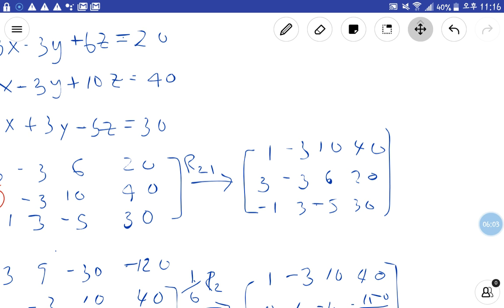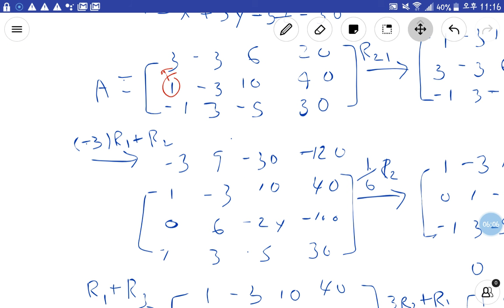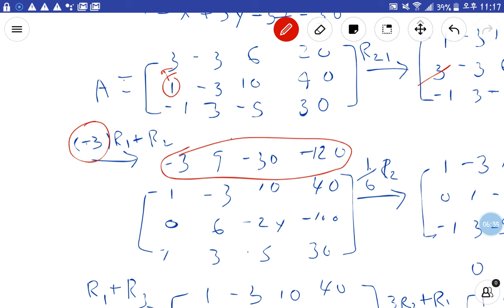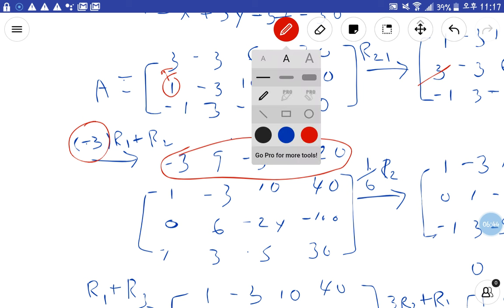Now I want you to get rid of my 3 here. So I'm going to multiply negative 3 onto my first row, and add it to the second row. If you multiply negative 3 onto your first row, that will be negative 3, 9, negative 30, negative 120. Now you keep your first row 1, negative 3, 10, 40. For the second row, you add it with this row, and you would have 0, 6, negative 24, negative 80. And then keep your last row, negative 1, 3, negative 5, and 30.